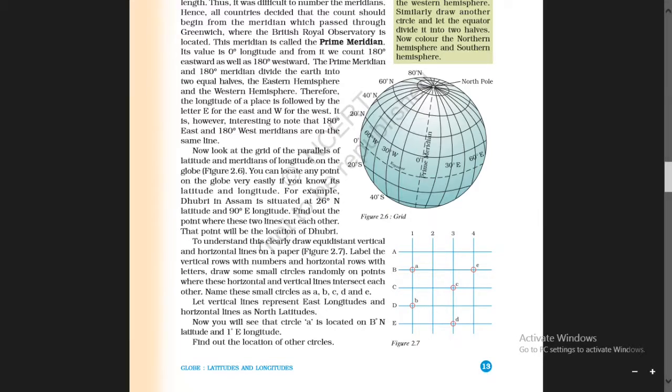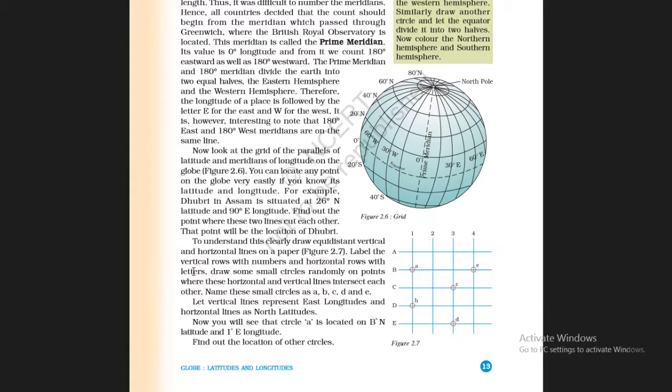To understand this clearly, draw equidistant, meaning equal distance, vertical and horizontal lines on a paper. See figure number 2.7. In such a way, you have to draw. Label the vertical rows with numbers and horizontal rows with letters. Numbers 1, 2, 3, 4 like that, and letters A, B, C, D like this.